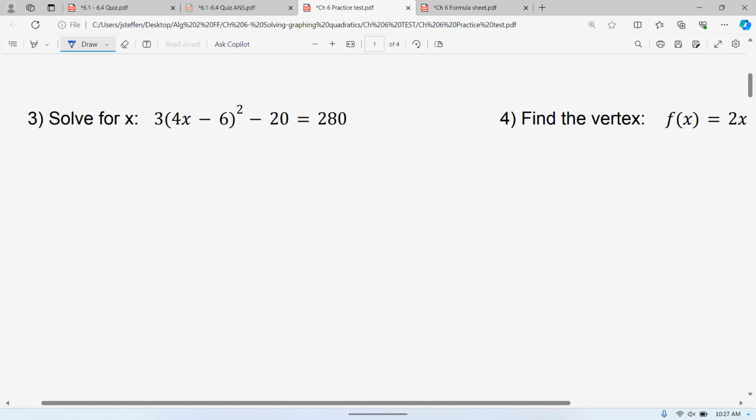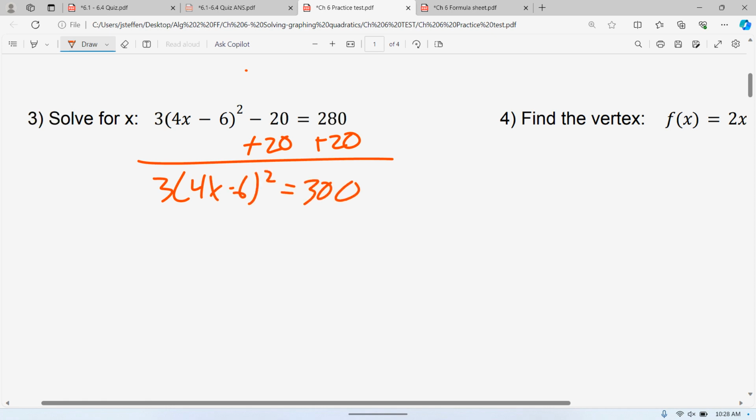To do this, I think the easiest way, since there's no x squared and x term, is to get the squared part by itself. Now remember, since it's in parentheses, we can't get into the parentheses until we get rid of the squared, but we can't get rid of that square before we get rid of everything else. So you get 3 times (4x minus 6) squared equals 300. Get rid of that 3: divide both sides by 3. I get (4x minus 6) squared equals 100.